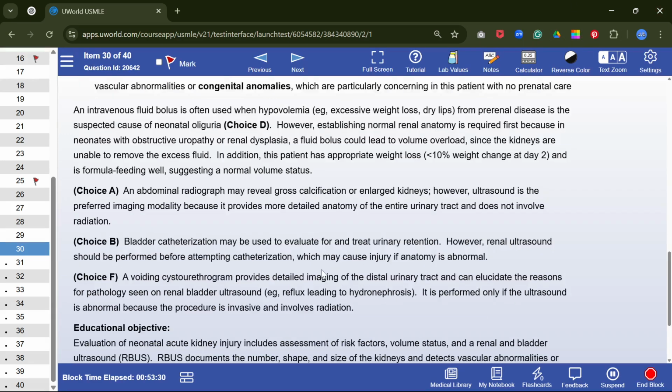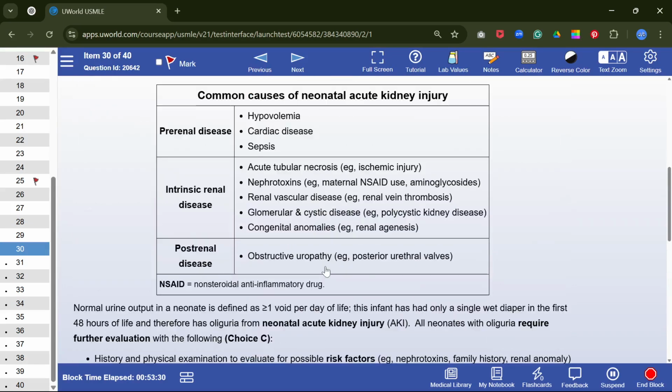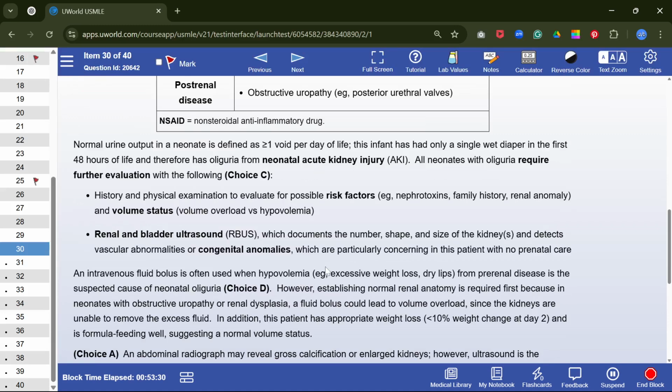Okay, what happened? So we need to find out if there is any anomaly, by doing renal and bladder ultrasound. Why is he not urinating?